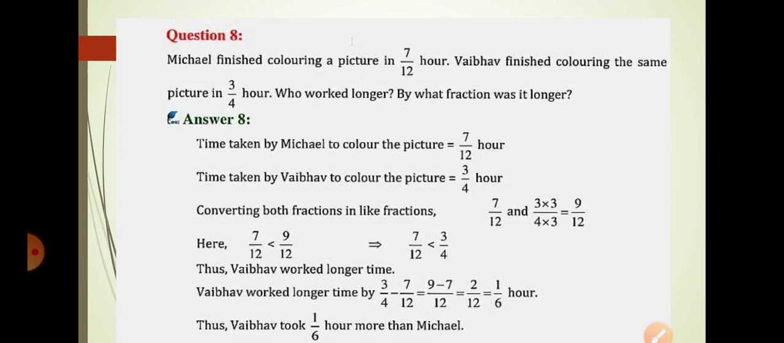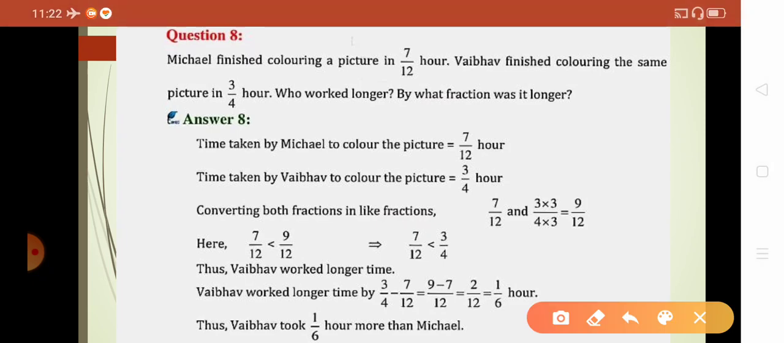Vaibhav finished coloring the same picture in 3 by 4 hours. Who worked longer and by how much fraction was it longer? So first of all we will write it like this. Time taken by Michelle to color the picture is 7 by 12 hours. Time taken by Vaibhav to color the picture is 3 by 4 hours. So how will you find which one is greater?